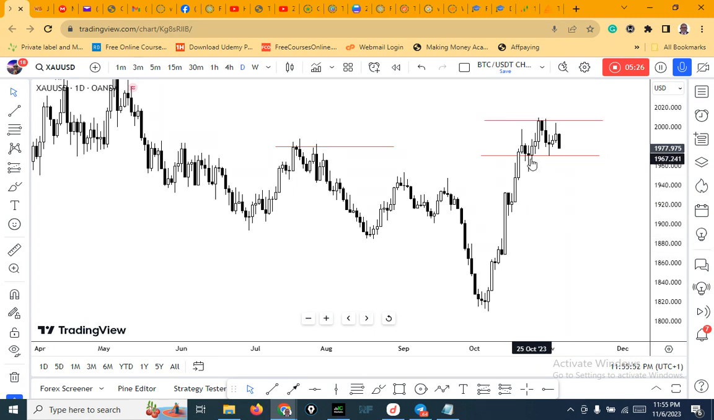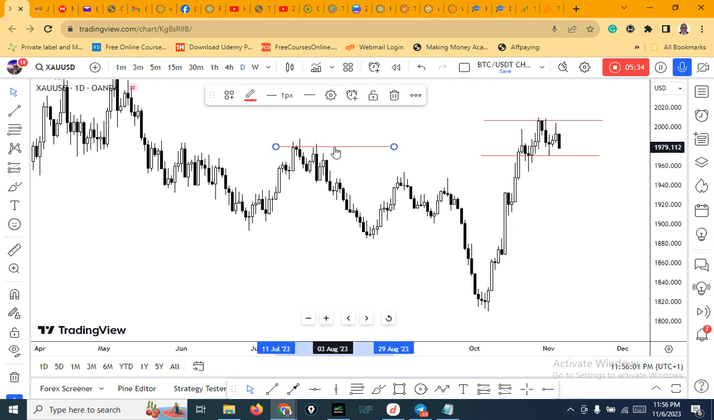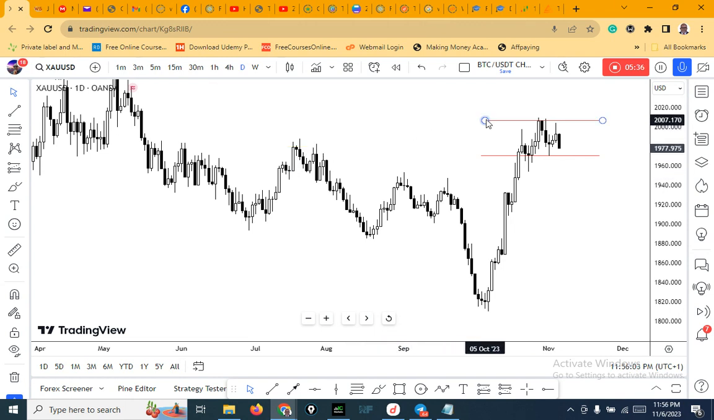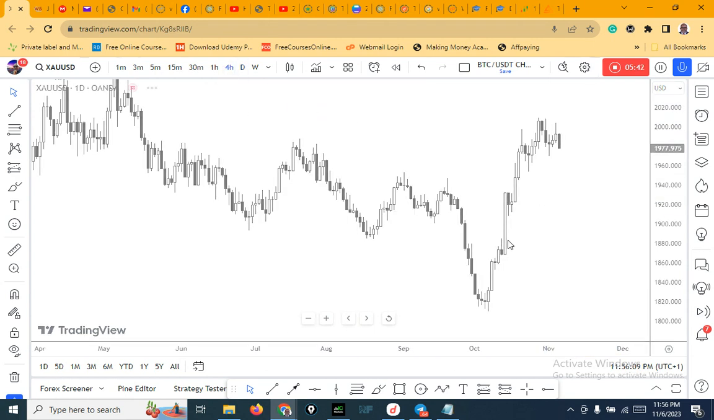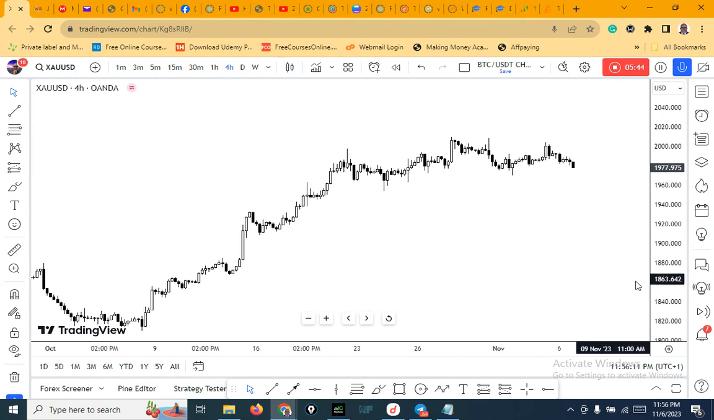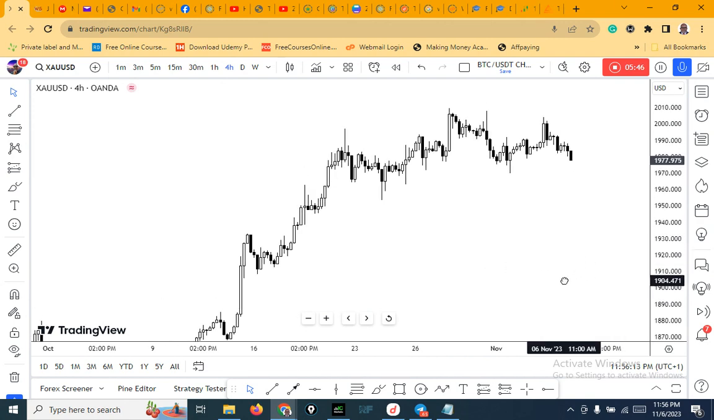So this is a higher low and this is a higher high. What the market is doing here is market structure. So the daily time frame is in an uptrend. Let's continue and drop down to the 4-hour time frame. We want to see what this market is doing from all the higher time frames.